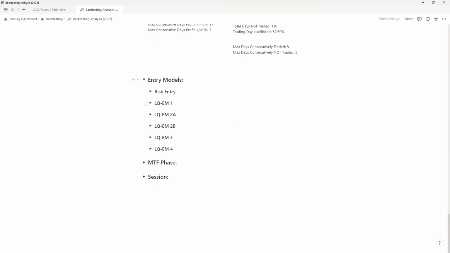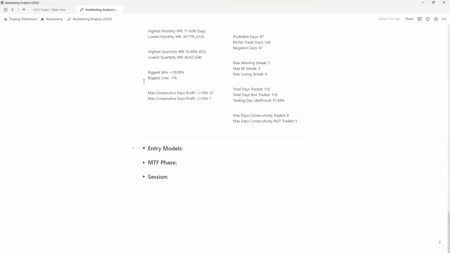And again, as I say, you can do this for every entry model you want, every medium time frame phase that you want, or anything else that makes sense to your specific trade plan. As I've mentioned before, it's going to vary a lot between traders and the type of strategy they trade. But yeah, you can literally go into anything that you want to.